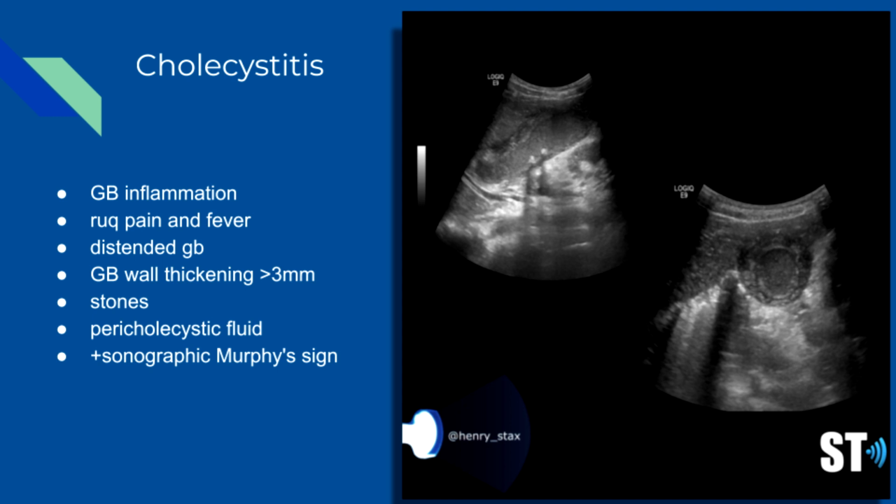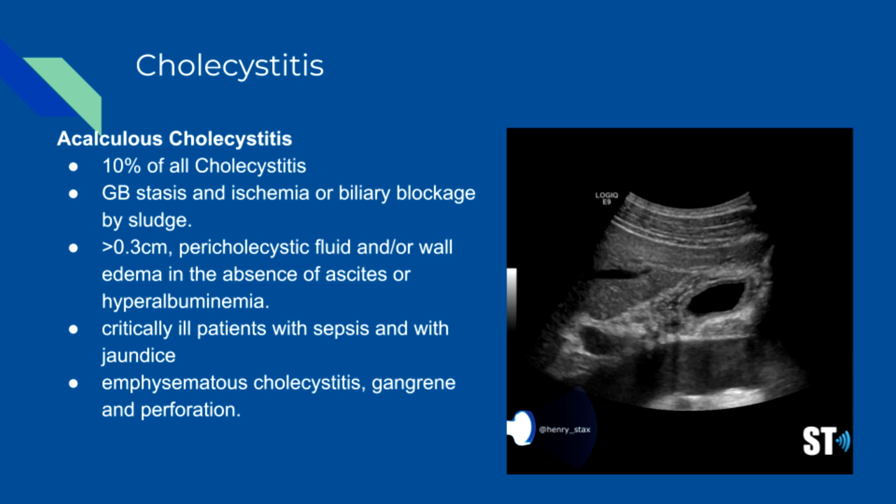So there are a few types of cholecystitis. There's acalculous cholecystitis, which represents 10% of all cases of cholecystitis, thought to be caused by gallbladder stasis and ischemia or biliary blockage by sludge. The gallbladder is typically distended with wall thickening greater than 0.3 centimeters or 3 millimeters. There will be pericholecystic fluid and wall edema. Acalculous cholecystitis usually presents in critically ill patients with sepsis and with jaundice without a clear cause. Complications are similar to calculous cholecystitis, including emphysematous cholecystitis, gangrene, and perforation.